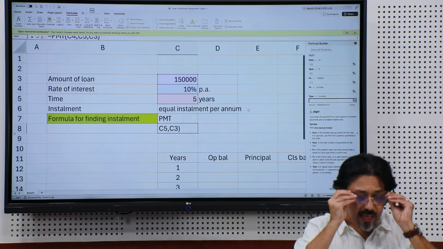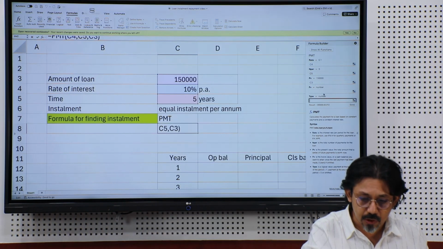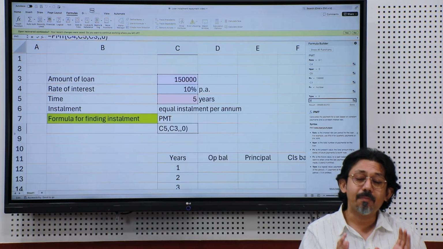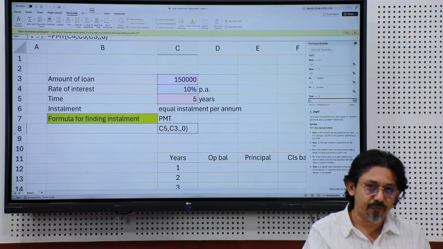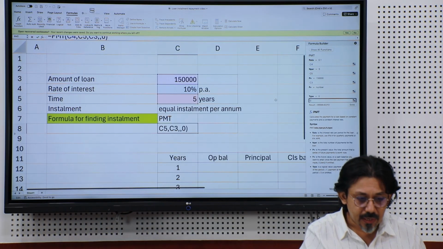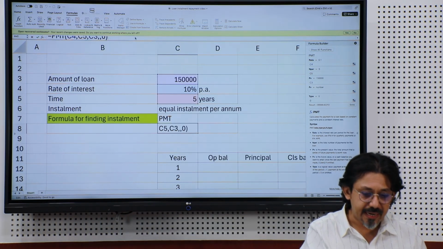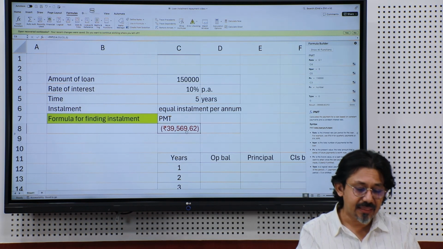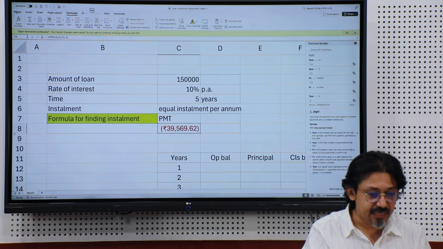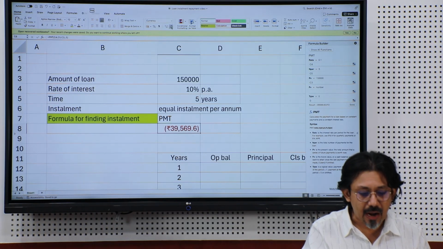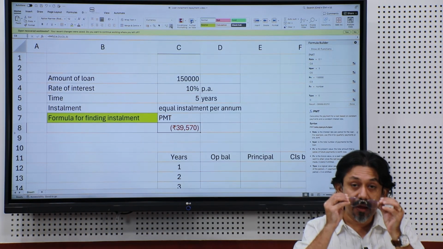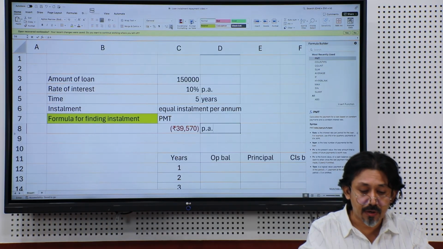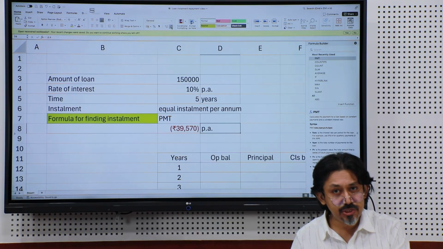So, I am going to write specifically over here 0, indicating that I am giving Excel this command that my installments are at the end of each year, right. That is about it. I have fulfilled all the data entry. Let me press enter, and what I get is 39,569 point something. If I round it off, it comes to 39,570, and that is an installment that I will have to pay per annum at the end of each year, right.